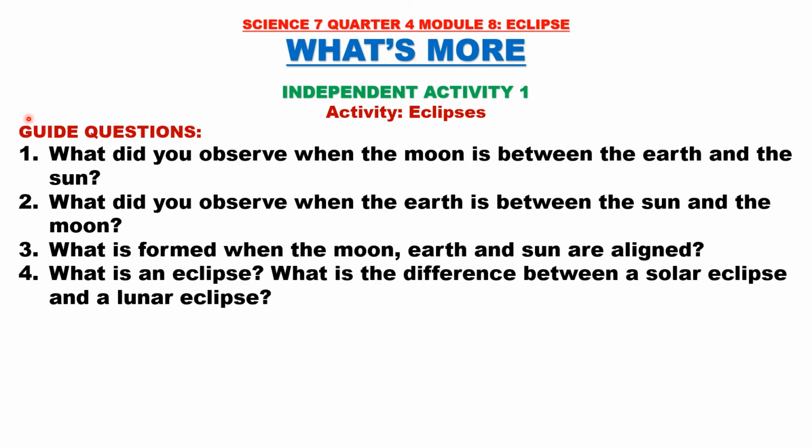Guide questions. Number 1, what did you observe when the moon is between the Earth and the sun? 2, what did you observe when the Earth is between the sun and the moon? 3, what is formed when the moon, Earth, and sun are aligned? And 4, what is an eclipse? What is the difference between a solar eclipse and a lunar eclipse?